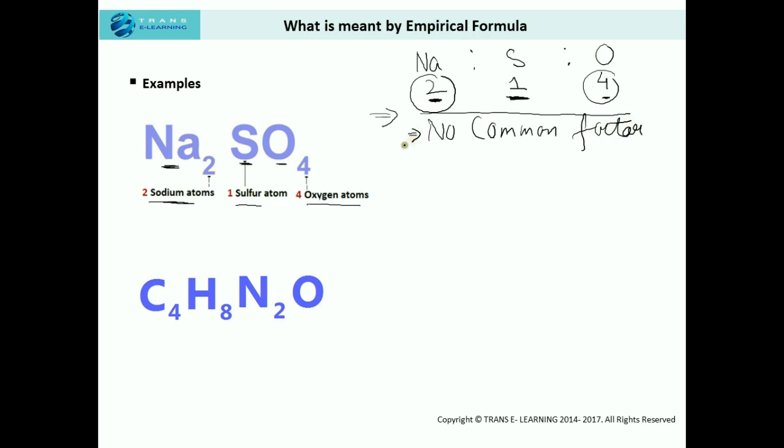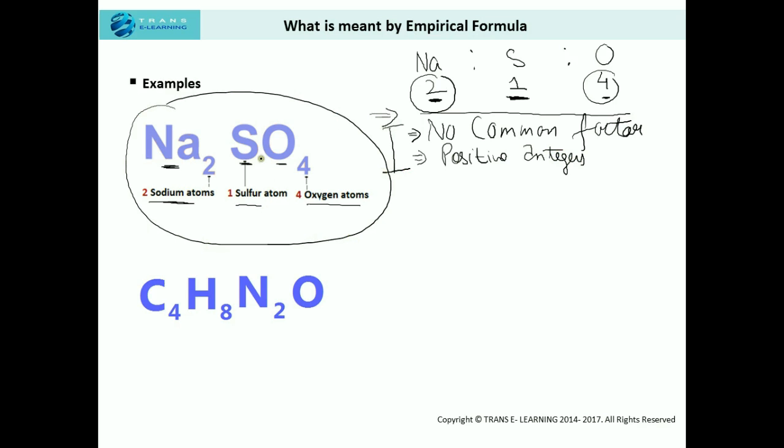The second condition is that these ratios should be positive integers, and they are. So they are positive integers. So these two conditions are justified, so we can consider 2 atoms of sodium, 1 atom of sulfur, and 4 atoms of oxygen as the empirical formula of sodium sulfate.